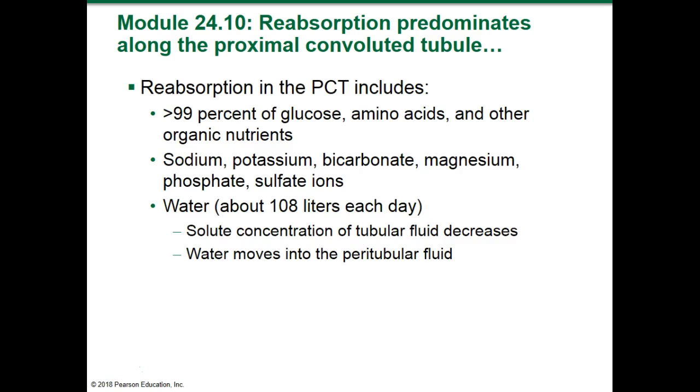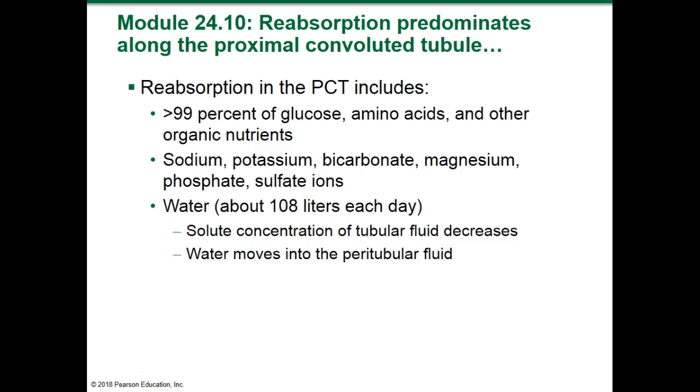Reabsorption predominates along the proximal convoluted tubule. So now we're going to get away from the glomerulus, and we're going to talk more about the proximal convoluted tubule. So we have reabsorption in the proximal convoluted tubule. Okay, it predominates. Remember, reabsorption doesn't mean we're bringing more stuff into the tubule. It means we're taking stuff out of the tubule and bringing it back into the space around the tubules and potentially into the capillaries around it.